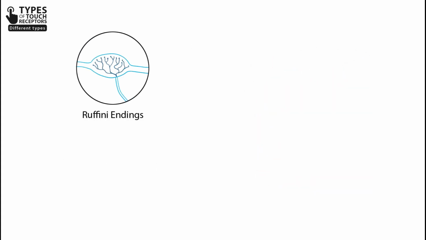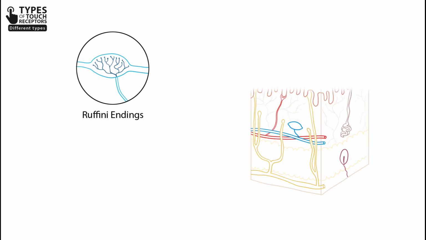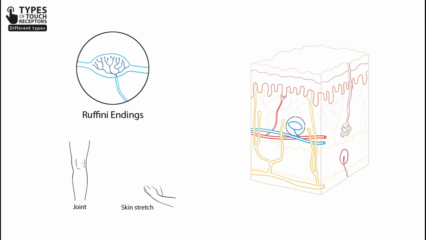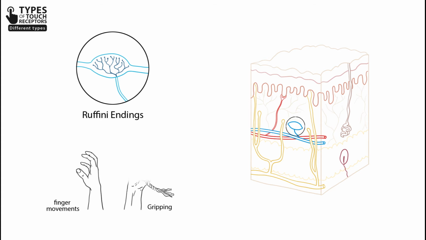Ruffini endings. These are also called bulbous corpuscles, found near the base and deeper in the dermis layers. These receptors have encapsulated nerve endings that are found in both hairy and glabrous skin. Ruffini endings adapt slowly and detect any distortion in joints and skin stretch. They also have a role in finger movements and gripping different objects.